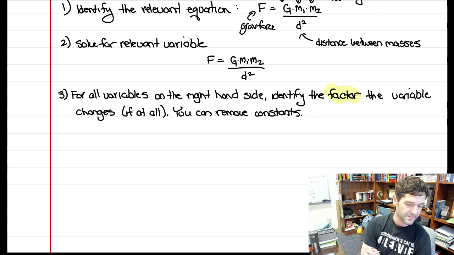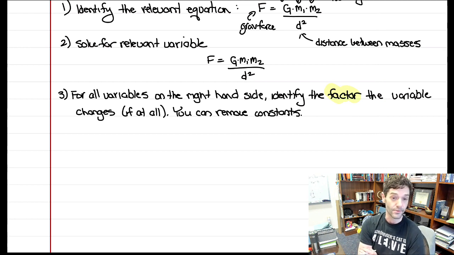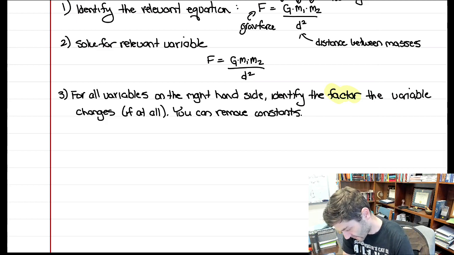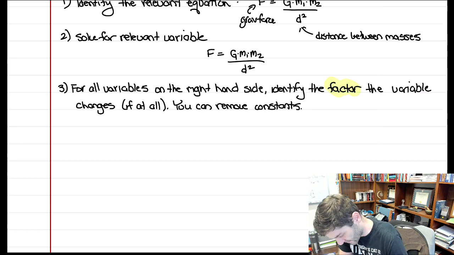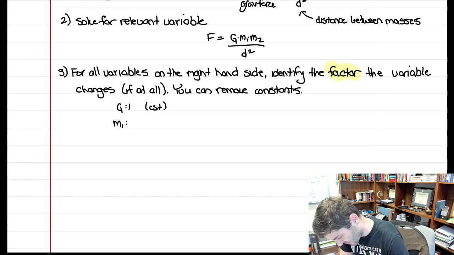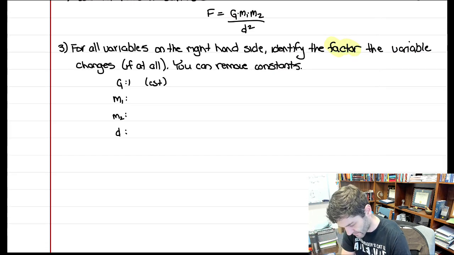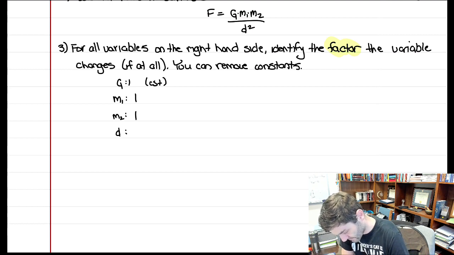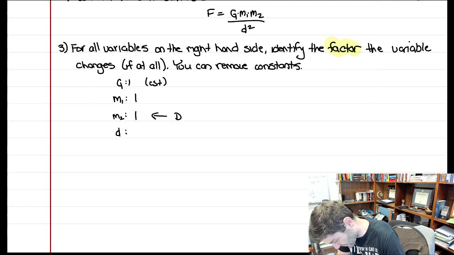By remove constants, you could just plug in 1 for all the constants, or just take them away. So the step here is, G is going to go away, so I'm going to set G to 1, because it's a constant. And then I'm going to ask, by what factor does the mass 1 change? By what factor does the mass 2 change? And by what factor does D change? So the masses are not changing, so I'm going to write 1 for both of those. In this case, they don't change.